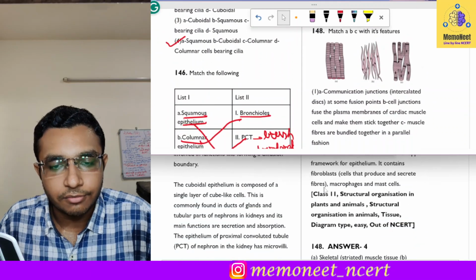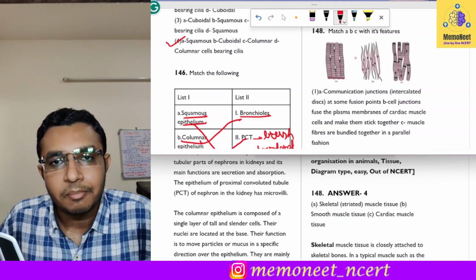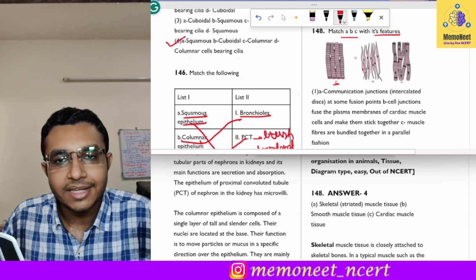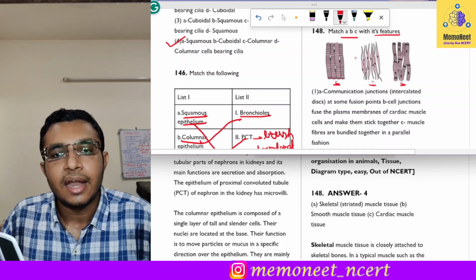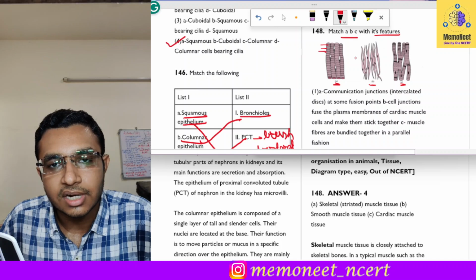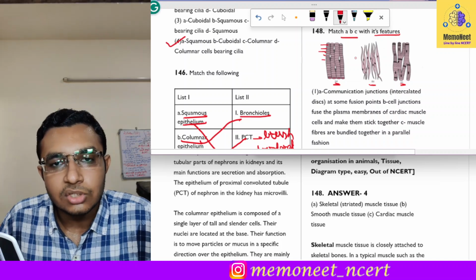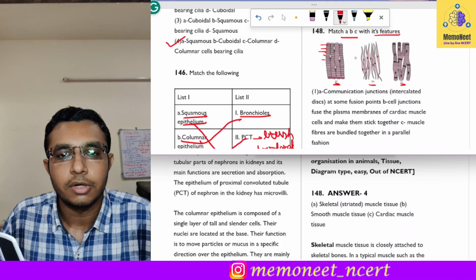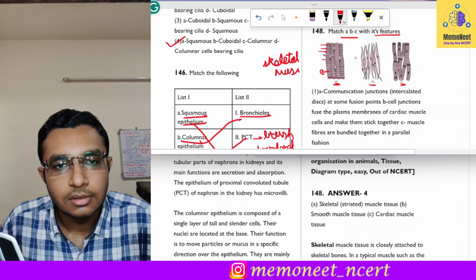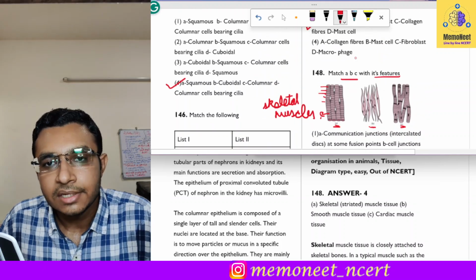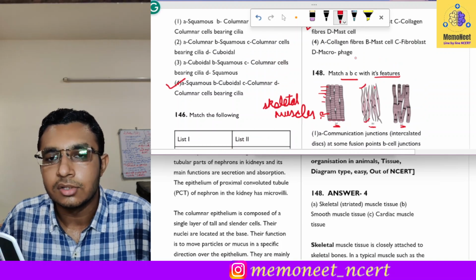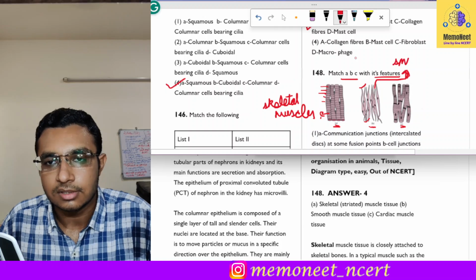Next is question number 148, and this question is match A, B and C with its features. So first of all we have to identify what are A, B and C. So as you can see, all the three are the muscle cells, and in the A, as you can see, these cells are having striations. Okay, so these cells are striated, as you can see, and these are the uninucleated cells without branching. So what will be A? A are the skeletal muscles. Okay, then in B, these muscles are fusiform shaped, they have tapering ends and they are uninucleated. So what are B? So these are the smooth muscles.